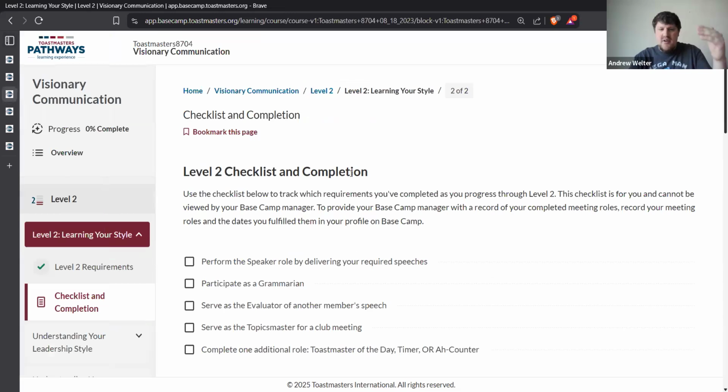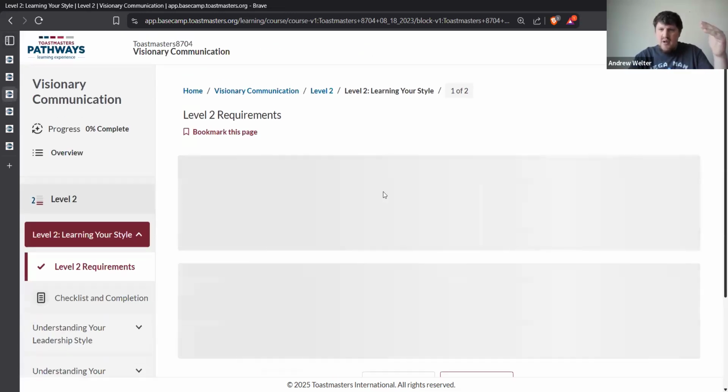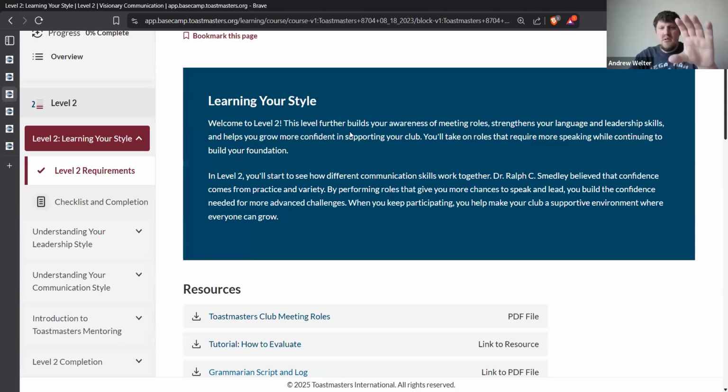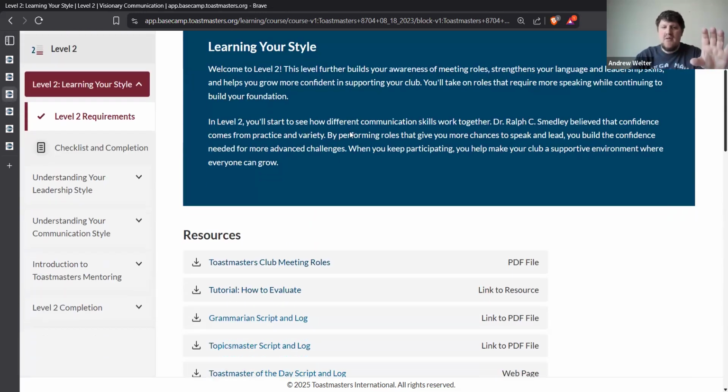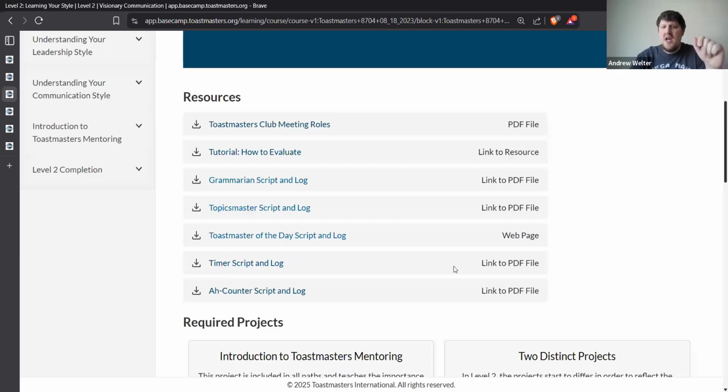So going on to level two, I'm going to go back a page. Again, they've got this little blurb about what level two is all about. The resources, again, are going to be ones specific to level two. Obviously, you can see some of them are repeats from level one, the timer script and log and the account script and log. Those are repeats because they're still core to level two, but you need them in level one.